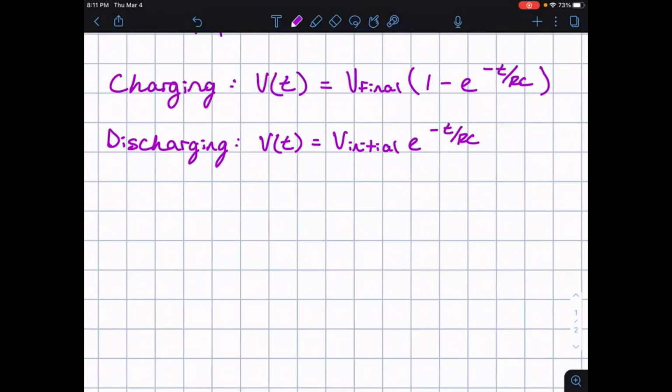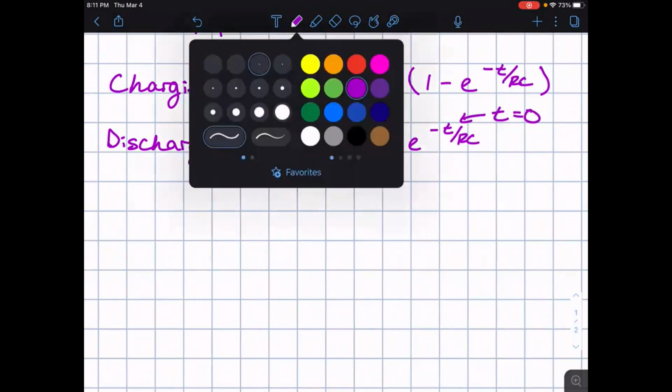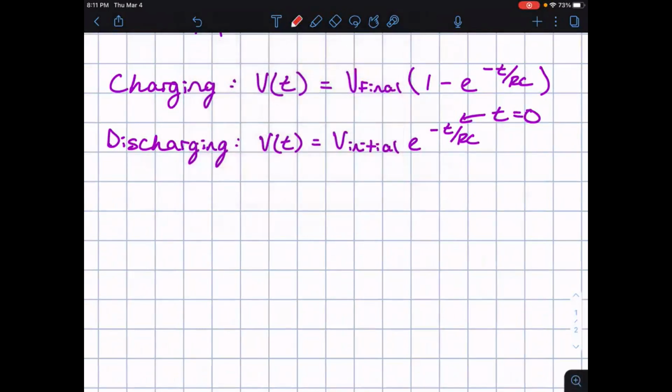If I forget which one's which, I can plug in t equals 0 here. If I plug in 0 for t, I get e to the 0, and anything to the 0 power is going to be 1. Then 1 times V initial is just V initial. So this tells me that at the beginning of my discharging process, I will have a voltage on my capacitor, which is true. After I've left it plugged in for an infinitely long amount of time, it's going to be full of charge, so it's going to act like a battery at that point in time. So it will have some voltage value.